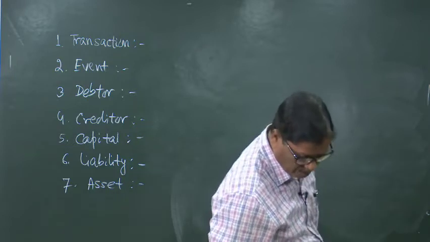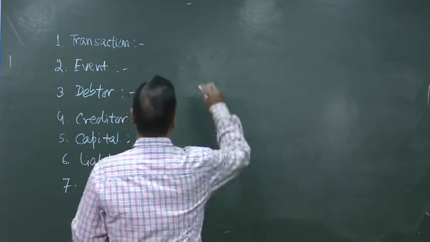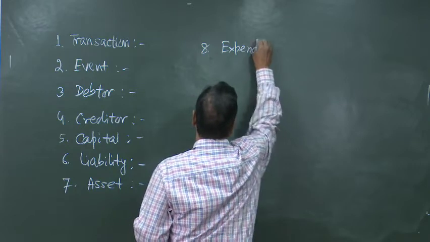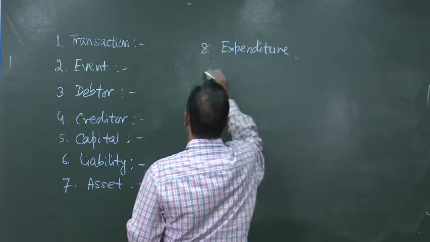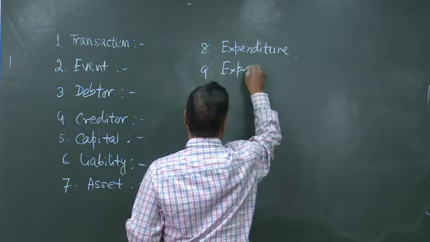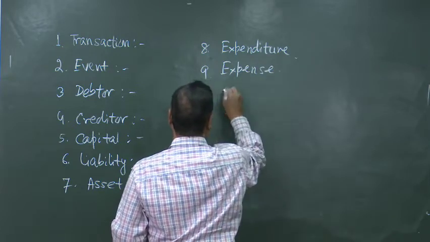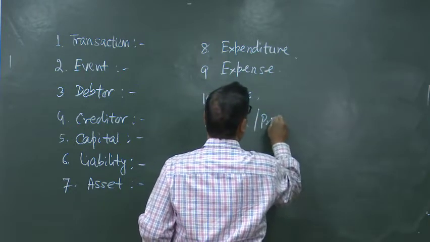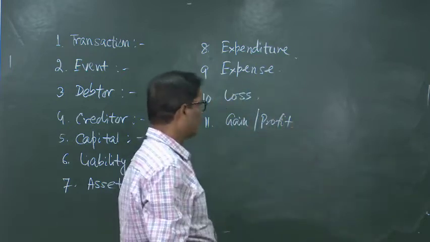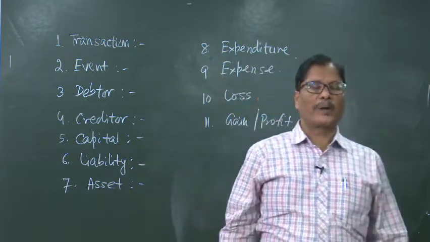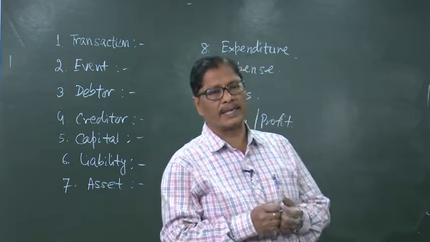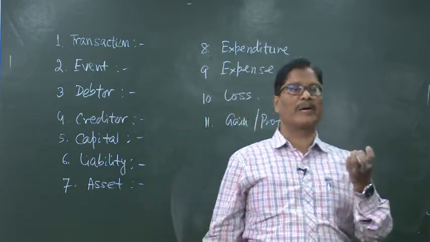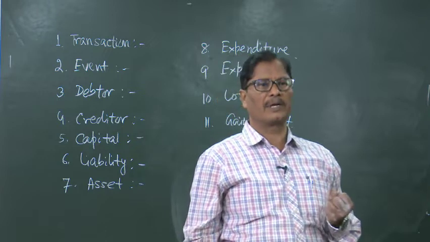After asset, then we will come to expenditure, then expense, then loss, then gain or profit. So, spending money for getting a benefit of very lasting nature is called asset, that we have already discussed. Then spending money for getting a benefit of comparatively less lasting nature, but still a long period, is expenditure.